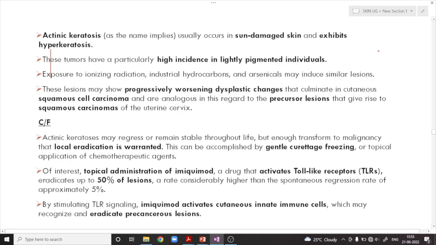Today we are going to understand squamous cell carcinoma and basal cell carcinoma. We are going to understand the pathogenesis, and before we start with the cancers, we are going to start with the precursor lesion. So actinic keratosis is regarded as a precursor of squamous cell carcinoma. It usually occurs in sun damaged skin, and it exhibits hyperkeratosis. I will show you with the help of a gross image, then you will be able to understand. These tumors have a very high incidence in lightly pigmented individuals. People who have more melanin are protected from this condition.